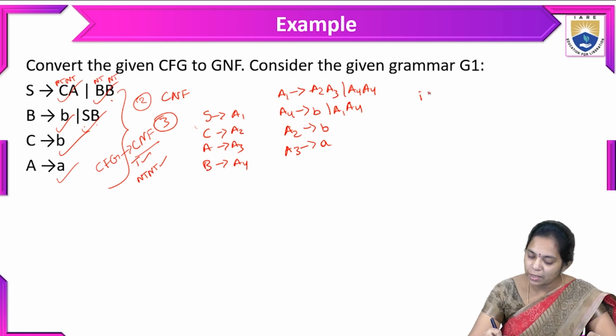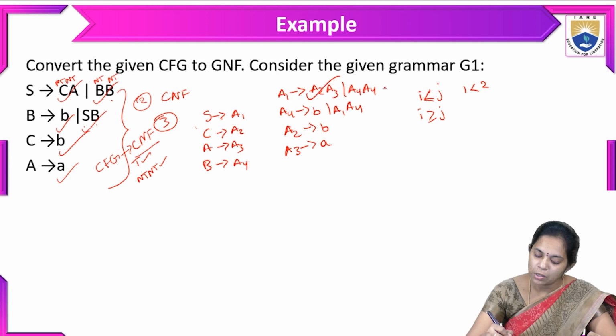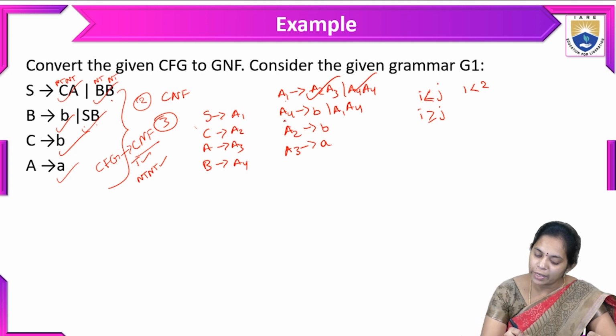So I greater than J, I less than J, and I greater than or equal to J. So here 1 greater than 2, so this is correct. And here this one is also correct. And here we have to check. So here 4 is there, and here the right hand side 1 is there.